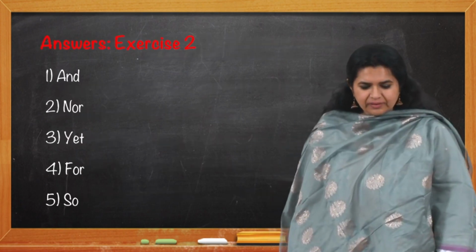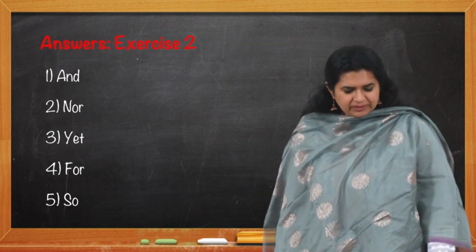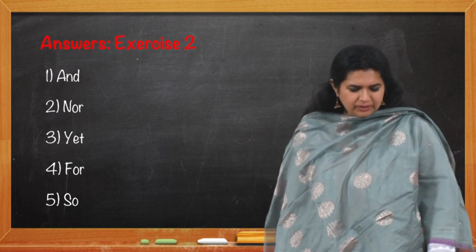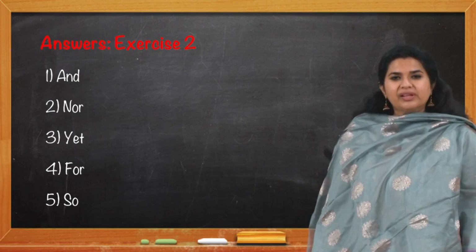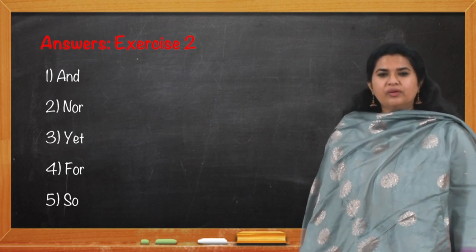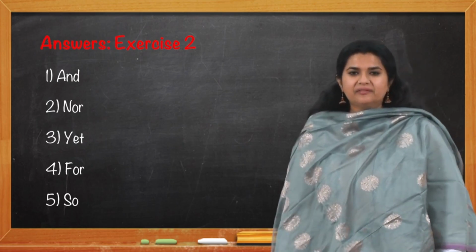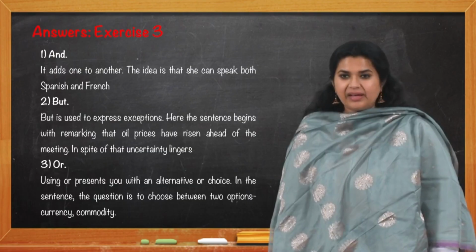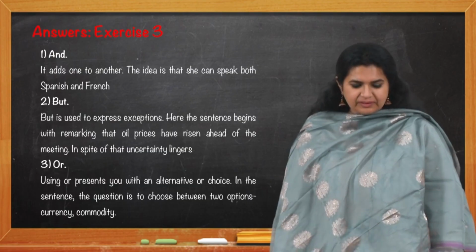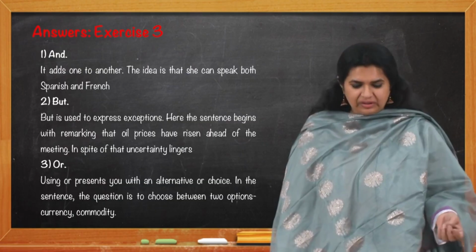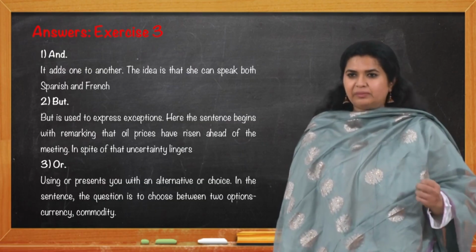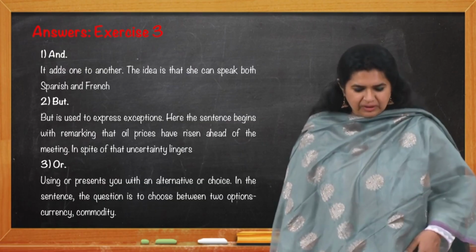Yeah, so the answers to exercise 2: first and, second nor, third yet, fourth for. So, you use the words and you will find how accurately they fit in. And here are the answers to exercise 3. First is "and"; it adds one to another. The idea is she can speak both Spanish and French. She speaks Spanish and French.